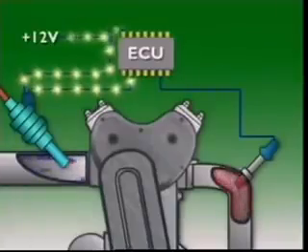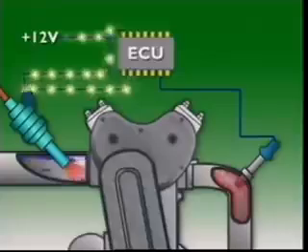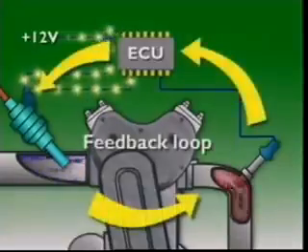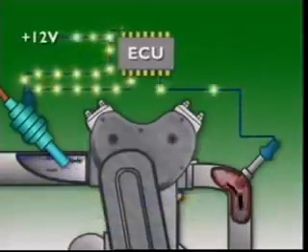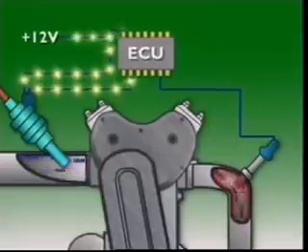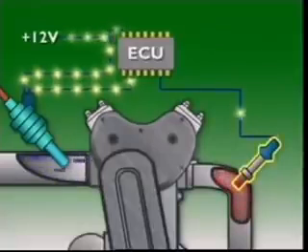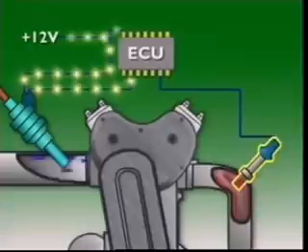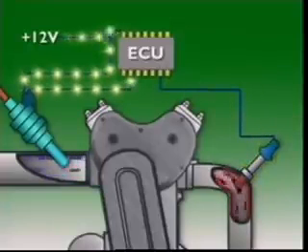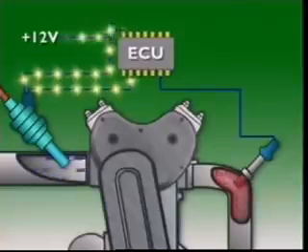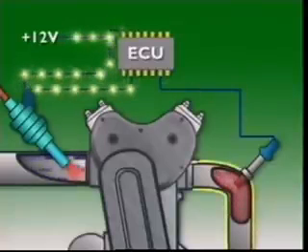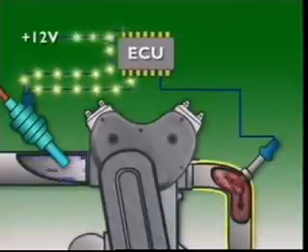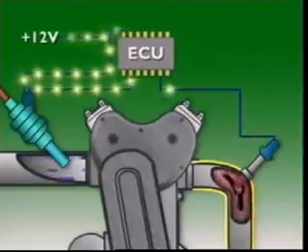Because of this strict requirement, vehicles with a three-way catalytic converter have a feedback system called looping. The ECU monitors the air-fuel ratio by using an exhaust gas oxygen or EGO sensor, also known as a lambda sensor. This sensor obtains information about the composition of exhaust gases. It's located in the exhaust manifold and it's connected to the control unit.